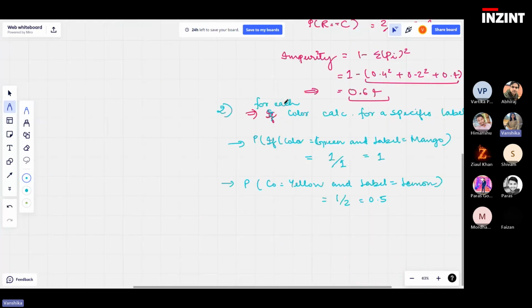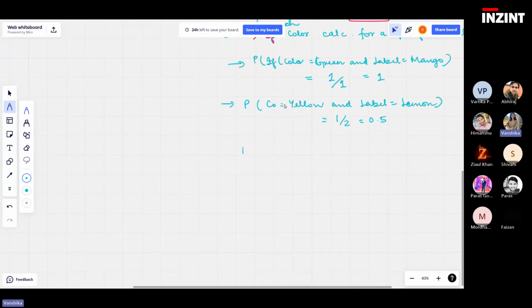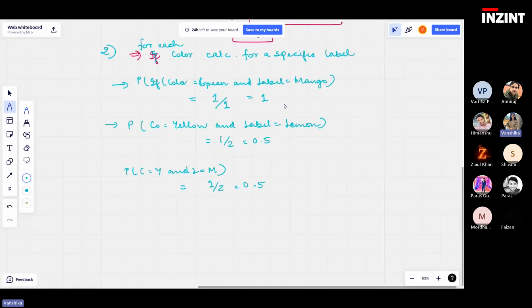So let's calculate if color is yellow and label is mango. So again, the probability would be what? 1 by 2, that is 0.5. Once this is done, for this color we are going to calculate a Gini index. We have to calculate it for green as well. So what would be the Gini index?